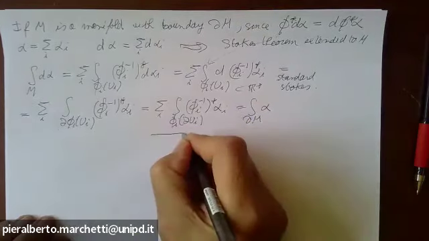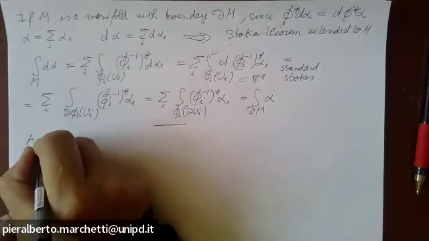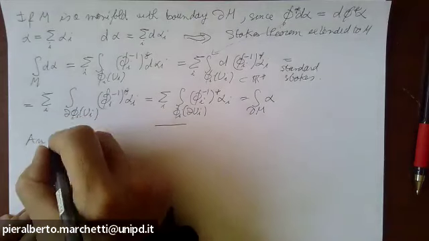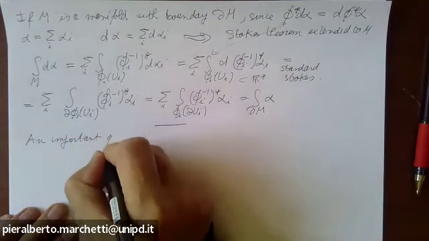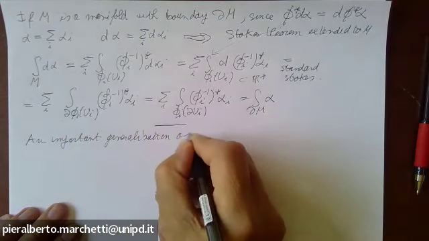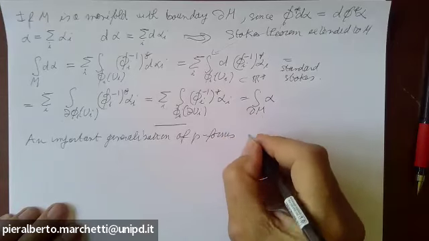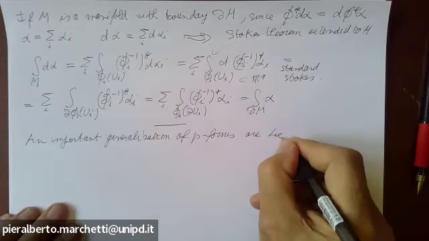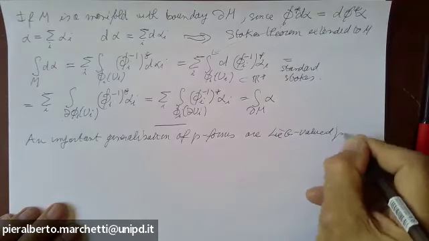Okay. So an important generalization, I don't know if I will arrive at it, but anyway, I try. An important generalization of p forms are what are called the Lie algebra valued p forms.